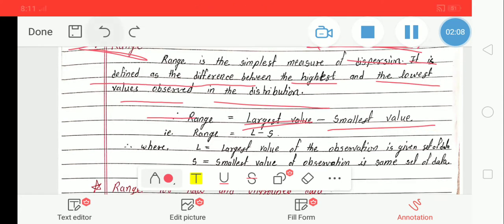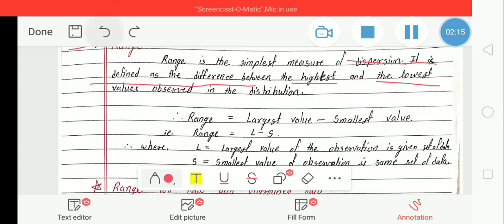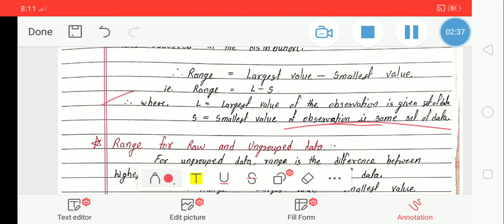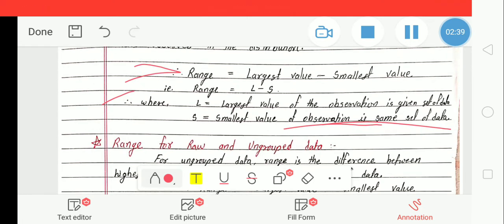So that is the formula for range. Range is equal to largest value minus smallest value. We can also write R is equal to L minus S, where L is the largest value of observation in a given set of data, and S is the smallest value of observation in the set of data. So this is the formula for finding range: largest value minus smallest value.